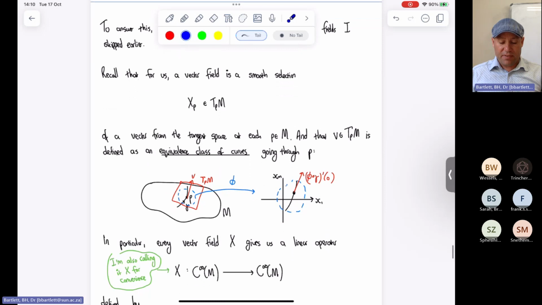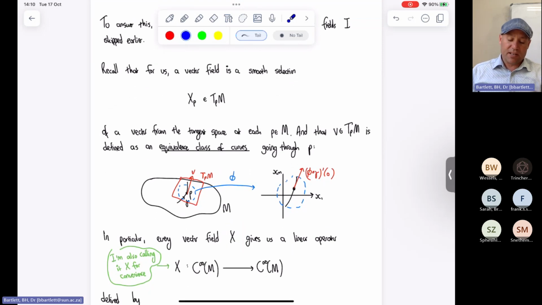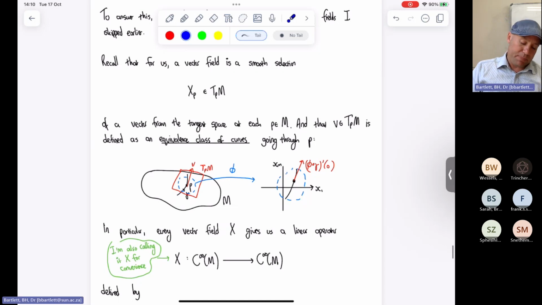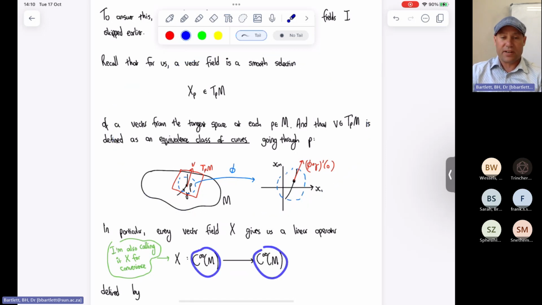And in particular, every vector field X on our manifold gave us a linear operator, which I'm also going to call X for convenience, which is a map from the smooth functions on M to the smooth functions on M. The linear operator from this vector space to itself, right? The space of all smooth functions is a big infinite dimensional vector space. And a vector field, in the sense I've defined it here, gives us a map from smooth functions to smooth functions by differentiating along the vector field.